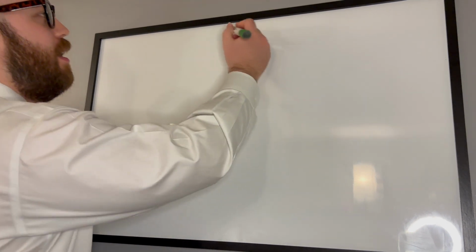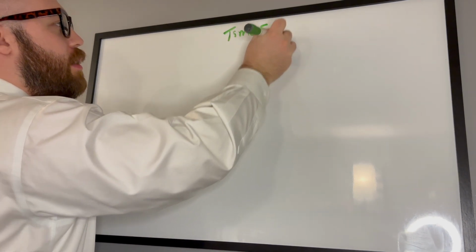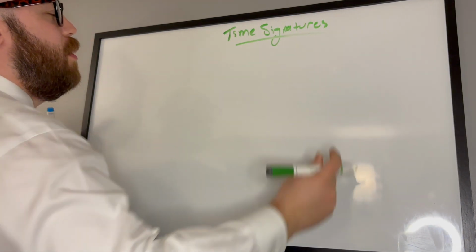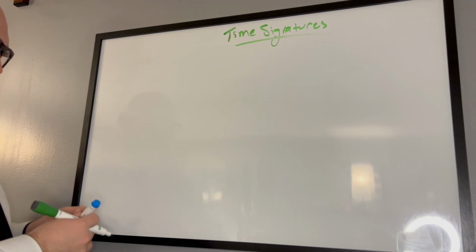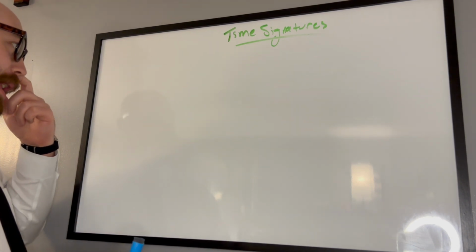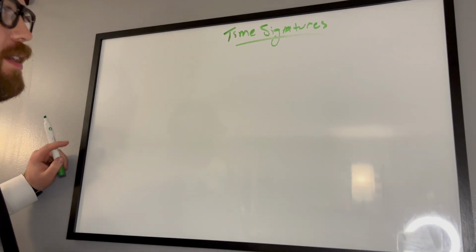Welcome back to the whiteboard. Today we are looking at time signatures. How do you read them? What are they? How do you use them? What do they even mean? I'm hoping this will be a quick lesson today because it's not too hard to understand. I want to get the grasp on it.